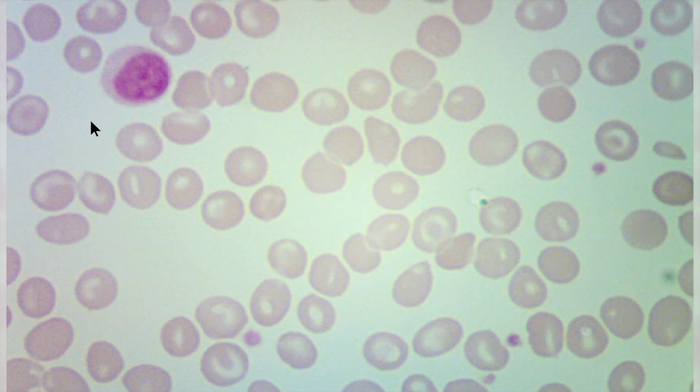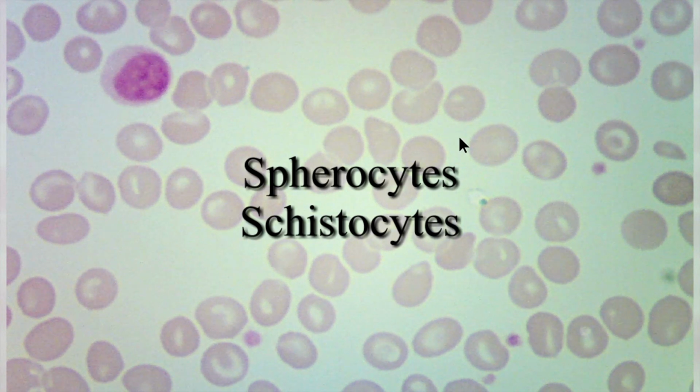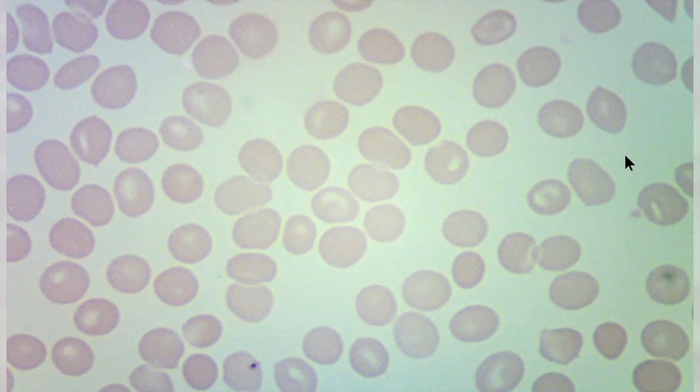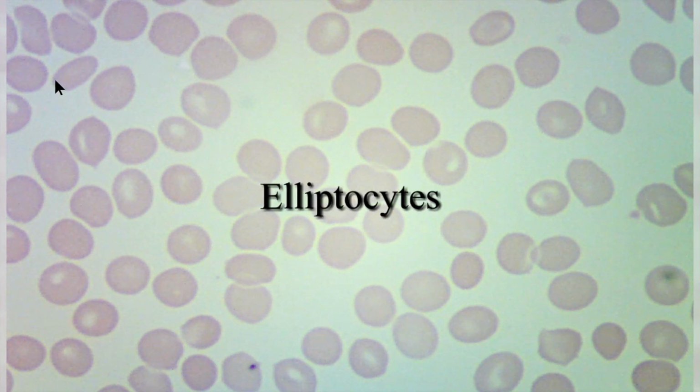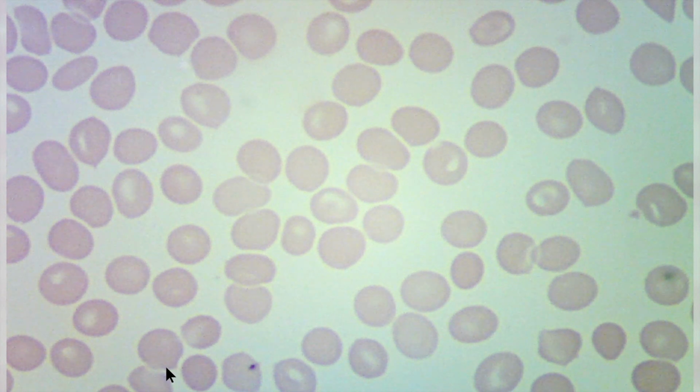You may be able to see other abnormal red blood cell morphologies. There is a spherocyte in here. There is a schistocyte in here. And as we move through the field, we do see that, yes, target cells are consistently present across all fields. Here we have an elliptocyte, another spherocyte, another spherocyte.